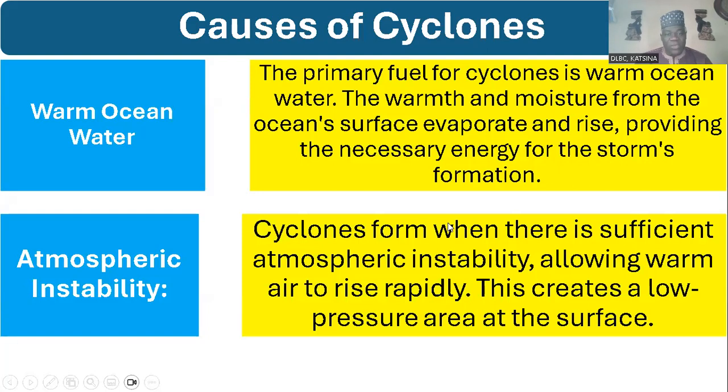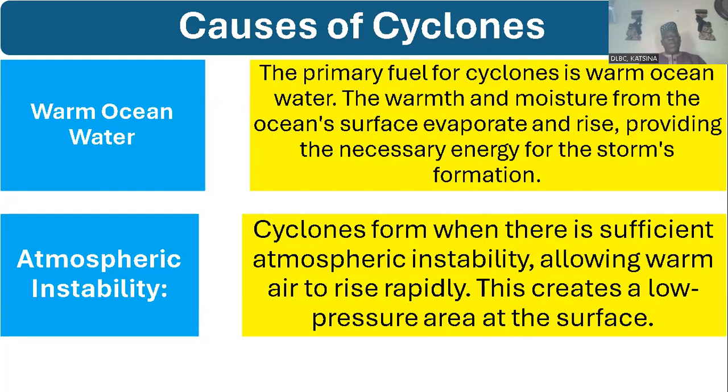Then what are the causes of cyclones? Warm ocean water. The primary fuel for cyclones is warm ocean water. The warmth and moisture from the ocean surface evaporate and rise, providing the necessary energy for the storm's formation. Then we have atmospheric instability. Cyclones form when there is sufficient atmospheric instability, allowing warm air to rise rapidly. This creates a low pressure area at the surface.